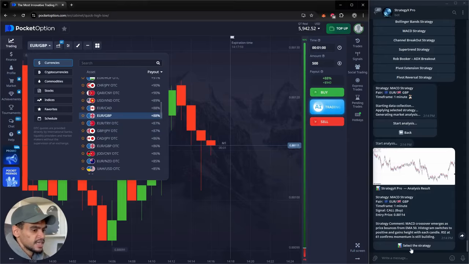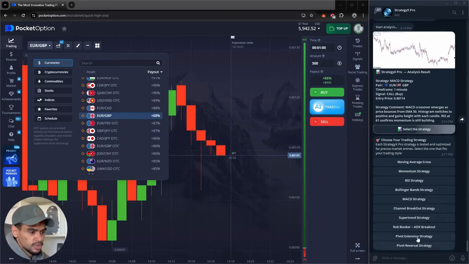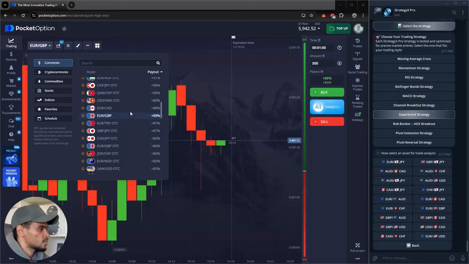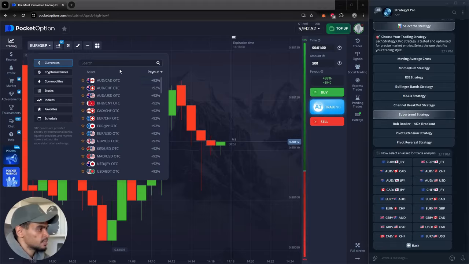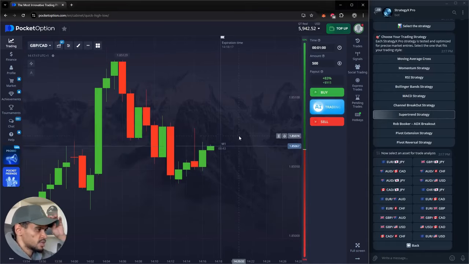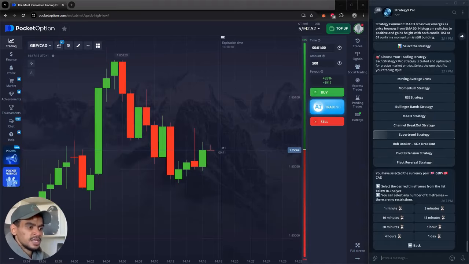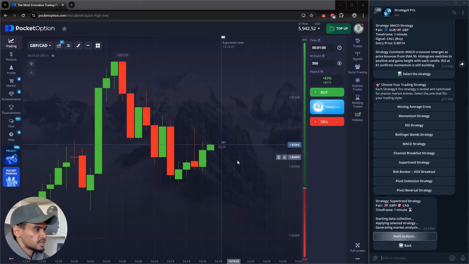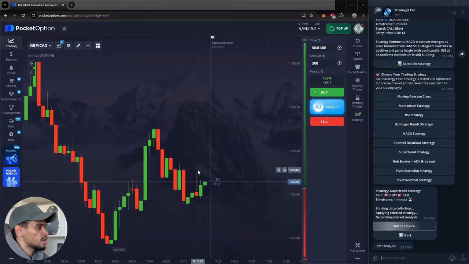Let's see if we got any more strategies available in our arsenal. And I really want to do super trend strategy. That's not the one we used to trade with a lot, but let's find if we can even get a nice asset with a good payout. Euro, United States dollar, with like this is gonna be the one. Great Britain Pound Canadian. Let's go straight into it. Press start analysis, and we are off.